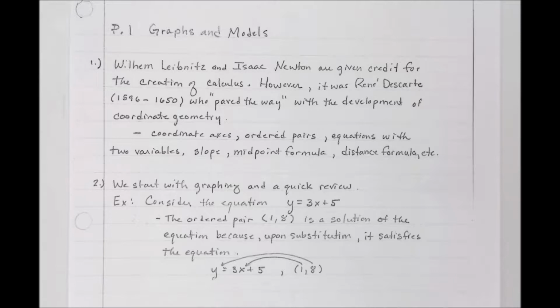It starts off talking about the two main contributors of calculus, Wilhelm Leibniz and Isaac Newton. Descartes, though, René Descartes, you may remember René Descartes from your algebra days, was the gentleman who kind of set everything up with the development of coordinate geometry. So you should remember a little bit about the coordinate axes, ordered pairs, equations with two variables, slopes of lines, midpoint formula, distance formula, and so on.